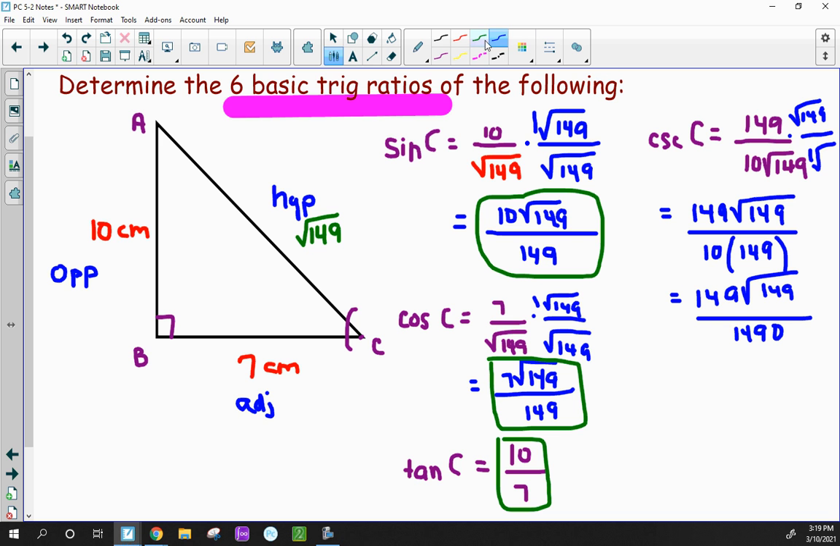And then always again, before you call it quits, check out those numbers. In this case, it does reduce. 149 goes into both of them, which in the previous step, you should have been able to see that. Let me go back. 149 here and 149 here. Since everything's being multiplied, you could have just canceled it there. It would have saved you a step. But the final answer would be the square root of 149, and the bottom number would just be 10. So this is a good answer for cosecant.